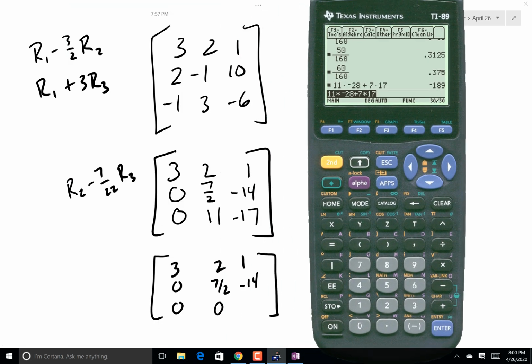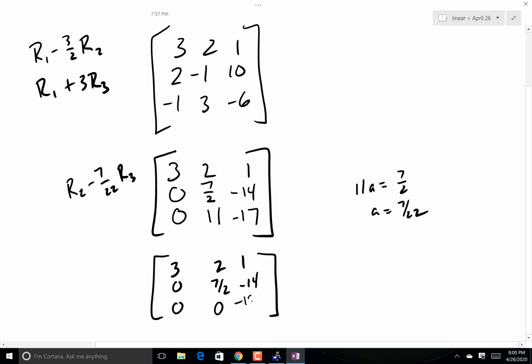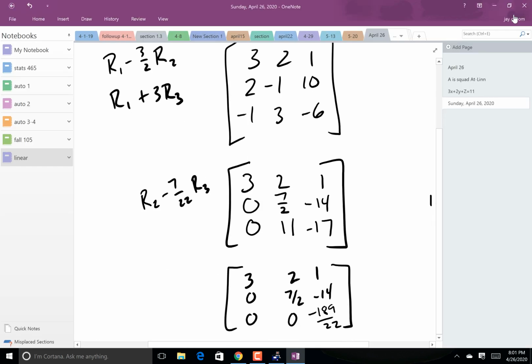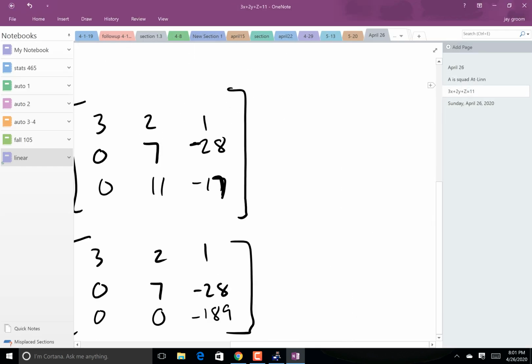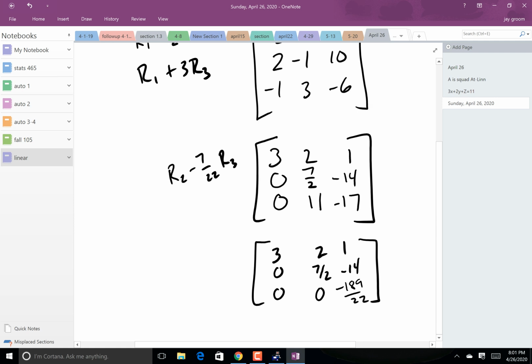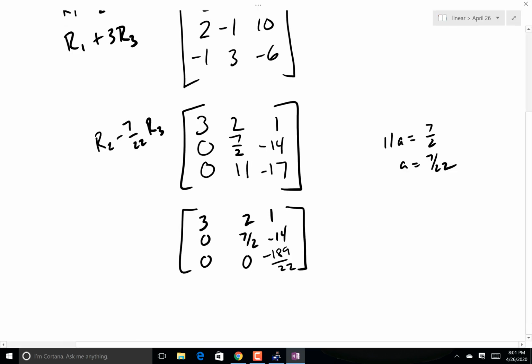Let's try this again here. Negative 14 plus 17 times 7 divided by 22 is 189 over 22. Negative 189 over 22. And I think we just had negative 189 before, correct? Cool. So you can see where what I've done here is the same, except that I used fractions.